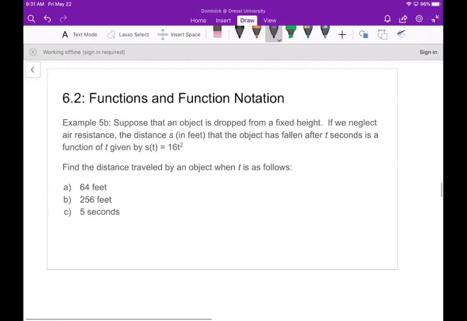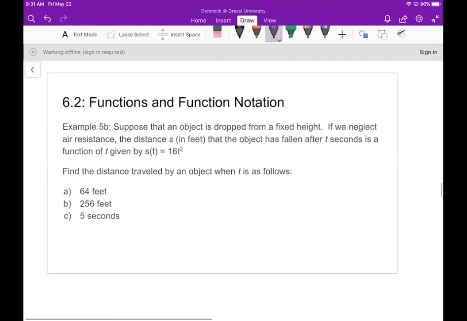Okay, let's look at, I think this is the last example in this section, and we'll wrap this video up. So in this example, we're supposing that an object is dropped from a fixed height. If you neglect air resistance, then the distance that the object has fallen after t seconds is a function of t, and it's given by S of t equals 16t squared.